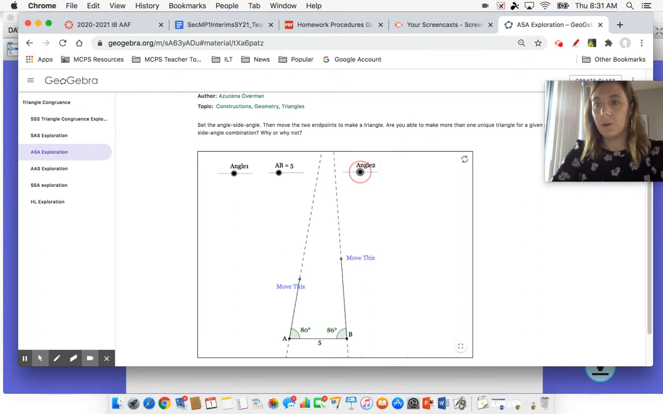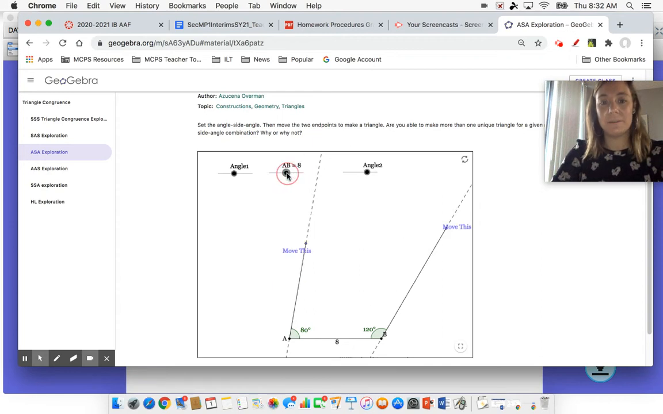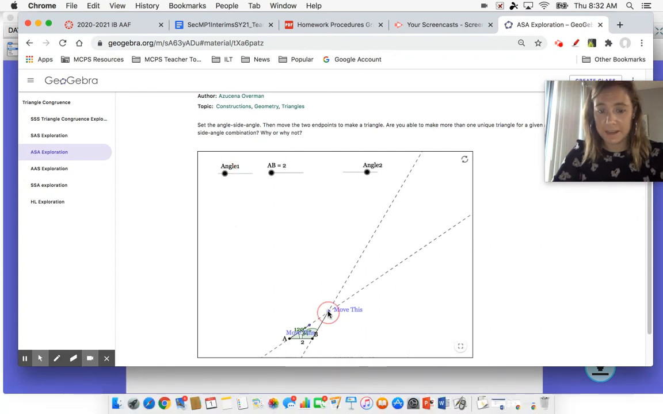Oh, it was because I was over 180. You see what happens there? 120 and 80, I'm over 180, so this can't form a triangle. A triangle only adds to 180 degrees, right? So I could play around with this and really see that there's only one place that these sides could possibly intersect. I cannot make another triangle.